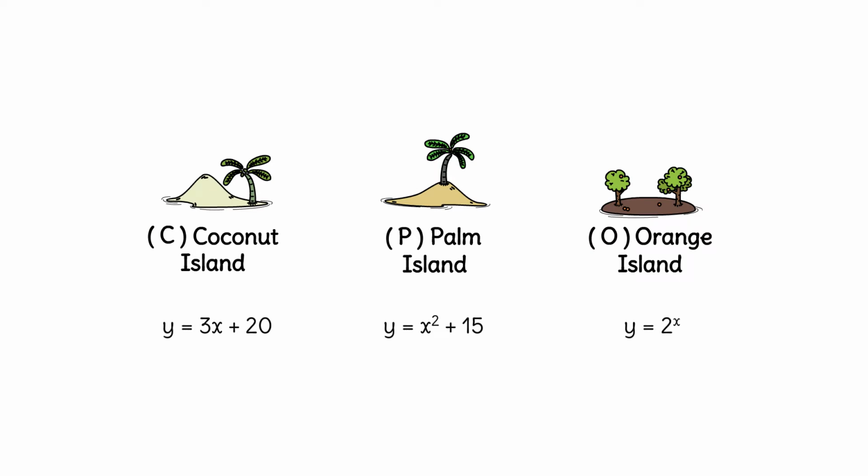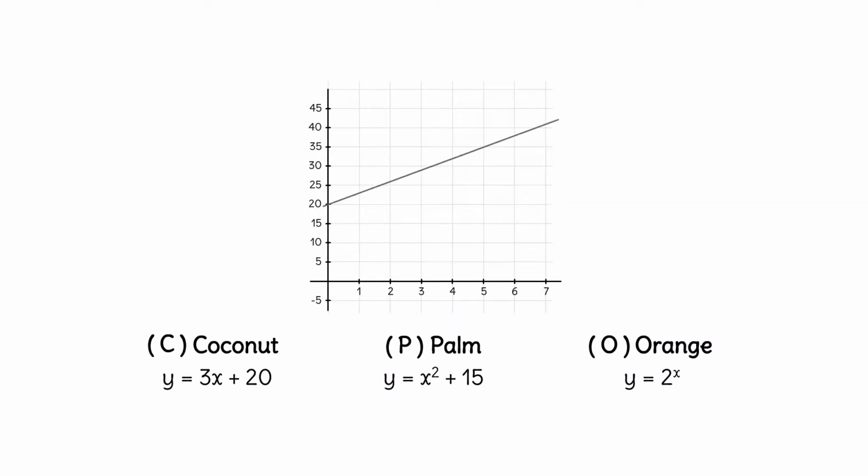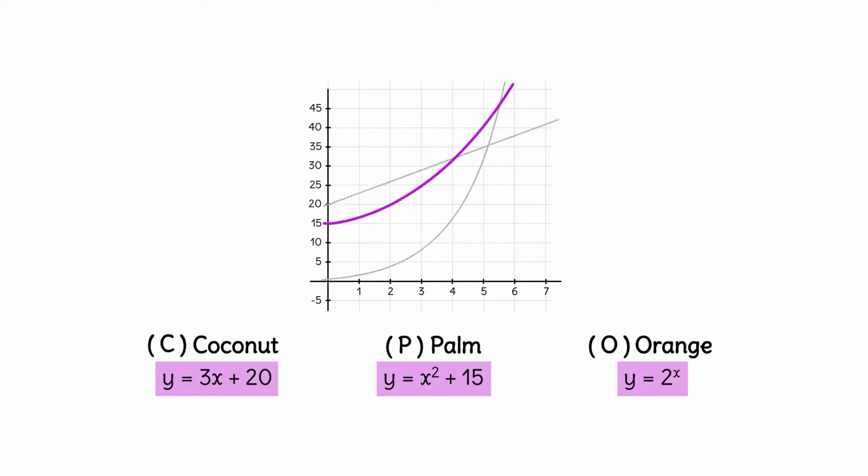Here are the functions for the turtle populations on each island. X represents the year, and Y represents the number of turtles for each year. Here are the graphs for each function. Can you match each equation with the correct graph?